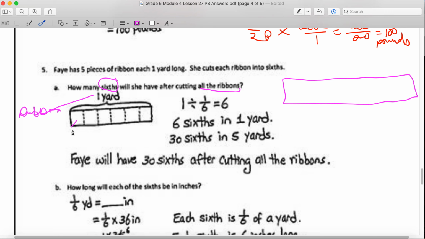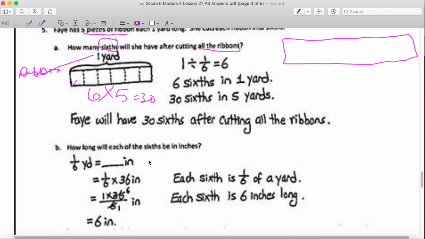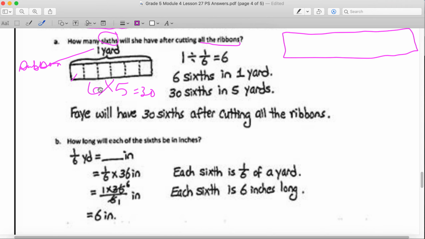Well, let's just think about it like this. Here's a yard. I cut it up into 6 strips. How many pieces do I have here? I have 1, 2, 3, 4, 5, 6 of them. And how many pieces of ribbon do I have? I have 5. Guess what? I got 30 pieces that I can give. How much does each one represent? It represents 1/6. Okay? So she will have 30 pieces, right? And each piece was 1/6 of a yard. Maybe that might be better language. You might want to hit rewind on that one.